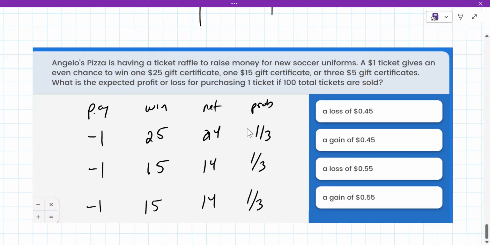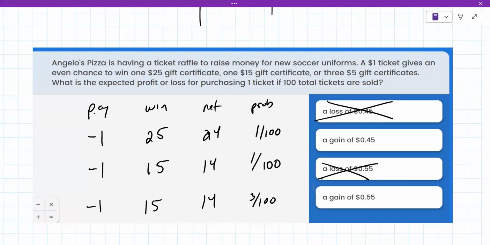Actually, I take this back. That's not right. They've worded this incorrectly. It's not an equal chance. It's 1 out of 100. 1 out of 100. And this last one, there's 3 of them. There's 3 out of 100. So how do we want to even do this? You are gaining. I'm sorry, you're gaining, not losing. Got it.